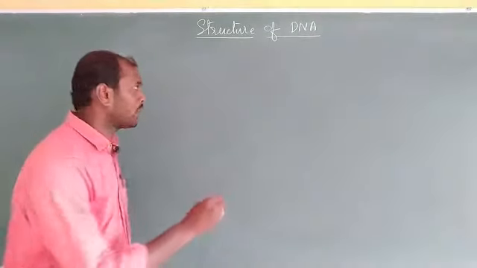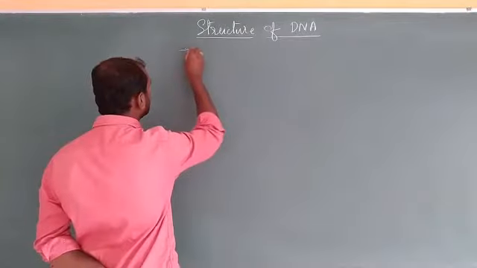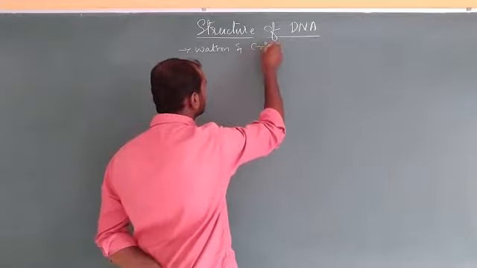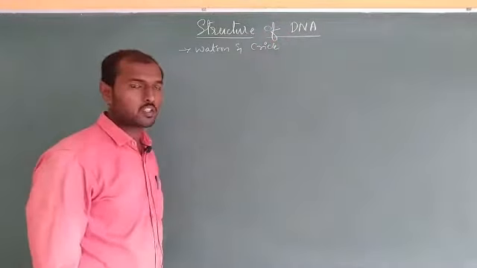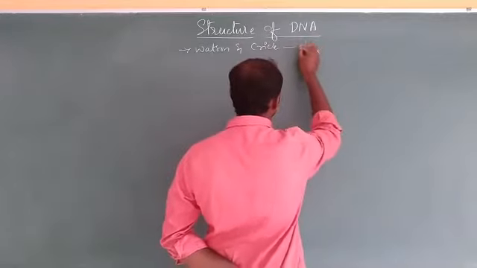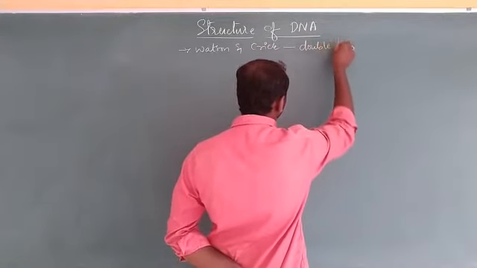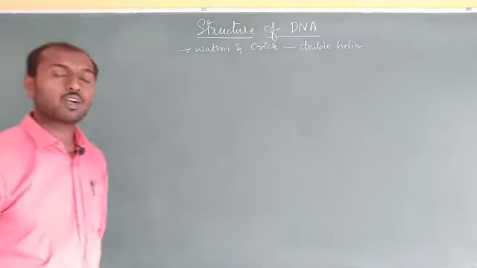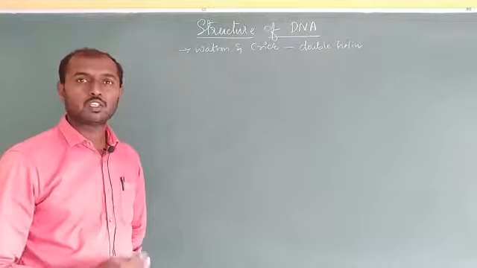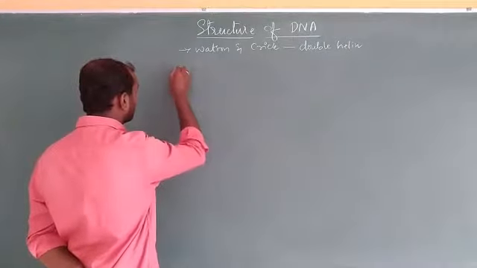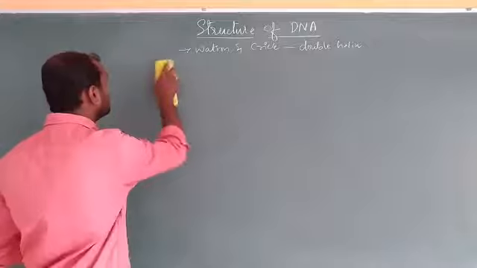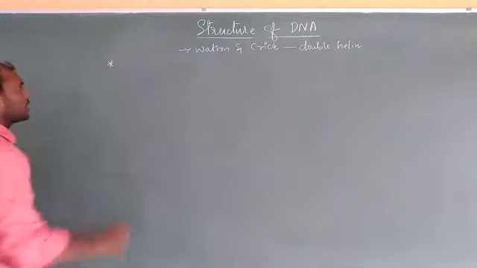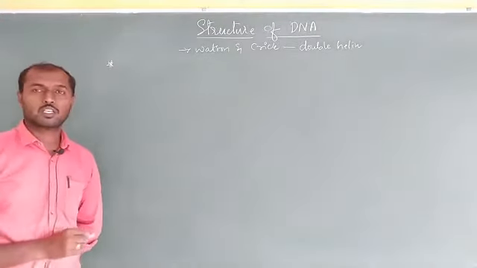Now we are going to study the Watson and Crick model of DNA structure, which they gave, that is the double helix model. First we'll see what requirements are mentioned in the Watson-Crick model to construct the DNA.